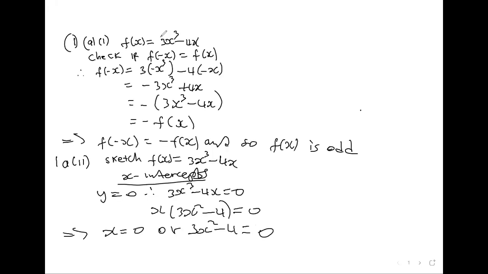So 3x squared minus 4 equals 0, as we can see from the previous page. We can factor out 3, so that we have x squared minus 4 over 3.